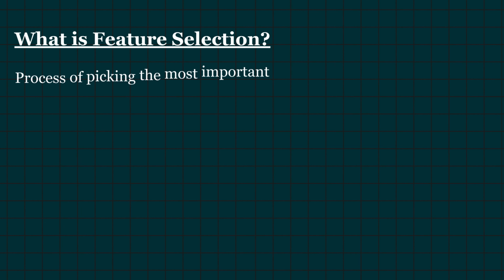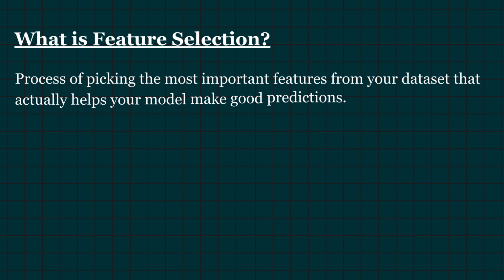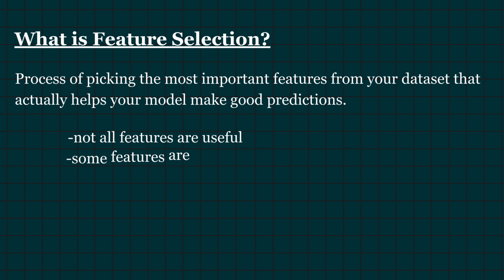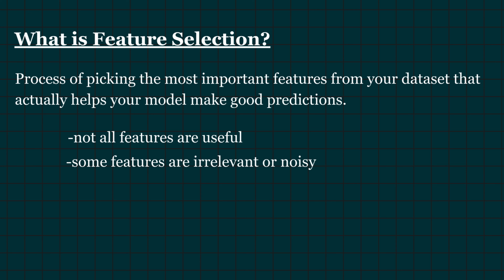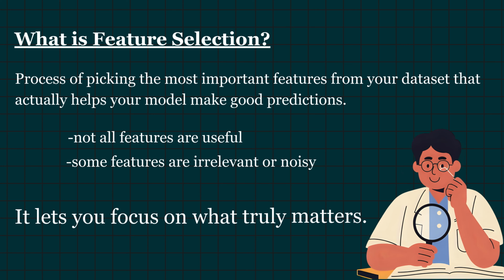Feature selection is the process of picking the most important features from your dataset that actually help your model make good predictions. Not all features are equally useful. Some may be irrelevant or noisy. Feature selection helps you focus only on the features that matter.